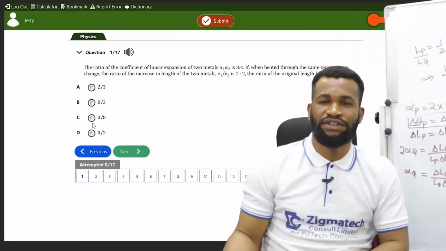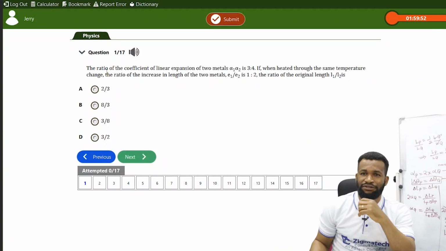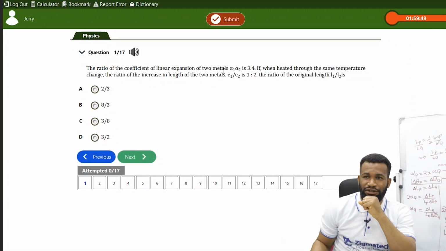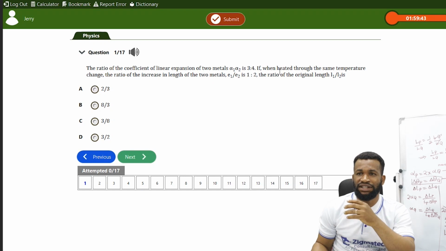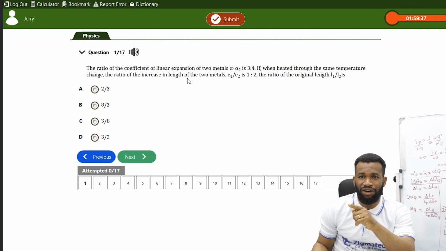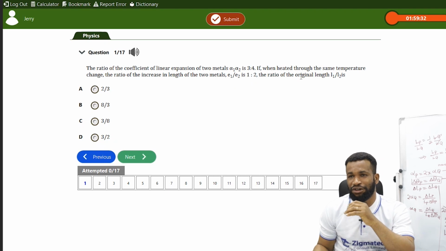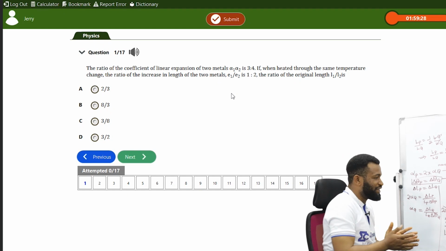Okay, we have the Examguide up here. There is a question here. Let's see. It says that the ratio of the coefficients of linear expansion of two metals, alpha 1 to alpha 2, is 3:4. If, when heated through the same temperature change, the ratio of the increase in length of the two metals, L1 to L2, is 1/2, the ratio of the original lengths, L1 to L2, is what? All right? We are going to play with this.